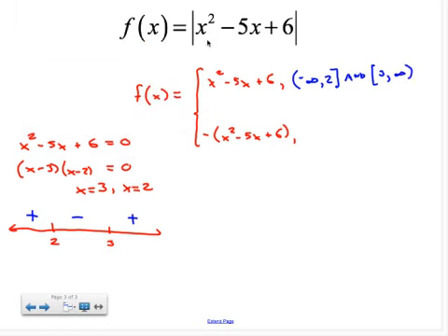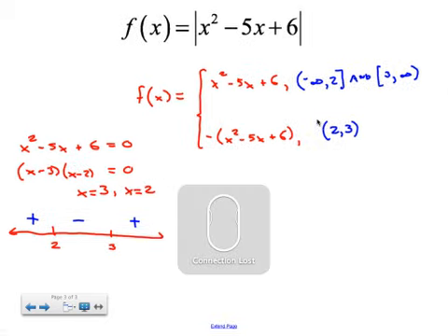And when this expression x squared minus 5x plus 6 is negative, which is from 2 to 3, then I'll need the opposite of what's inside the bars. Now, if there's stuff outside the bars, then that stuff just comes down along for the ride, but what you need to analyze is what's inside the bars.